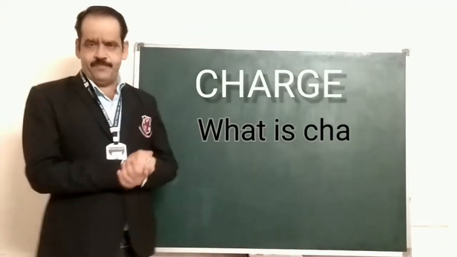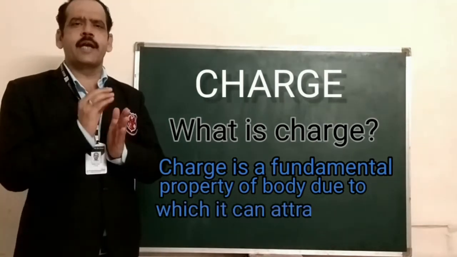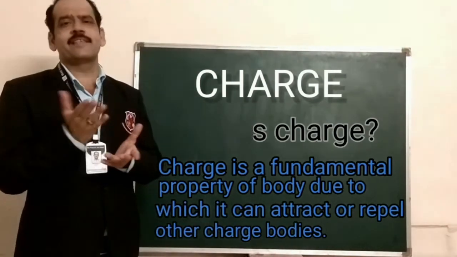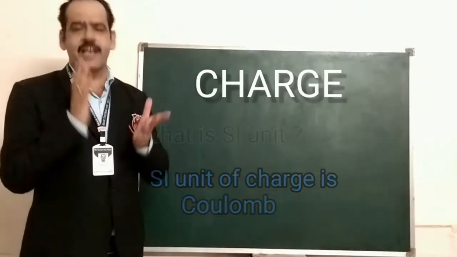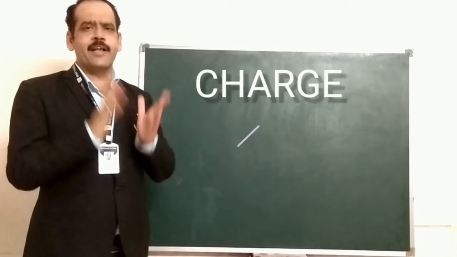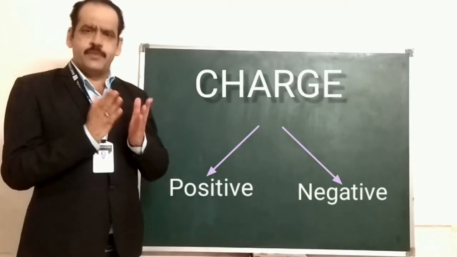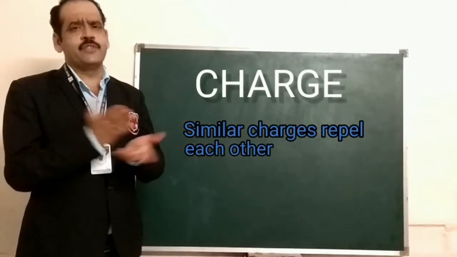First, what is charge? Charge is a fundamental property of a body due to which it can attract or repel other charged bodies. Now what is the SI unit? The SI unit of charge is coulomb. It is a scalar quantity. And there are two types of charges, positive charge and negative charge. Similar charges repel each other and opposite charges attract each other.